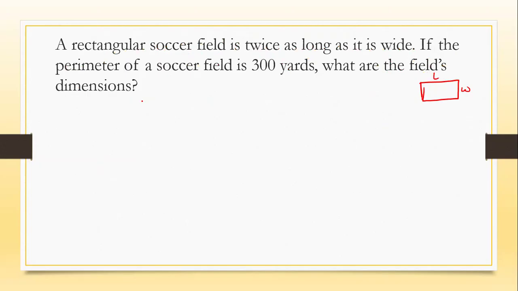But it says the field is twice as long as it is wide. So we need to use some algebra to solve this. So we're going to take a variable. Let us use W to represent our width. So let W be the width. Now we're going to represent our length in terms of our width. It says that it is twice as long as it is wide. So my length is going to be 2 times the width.